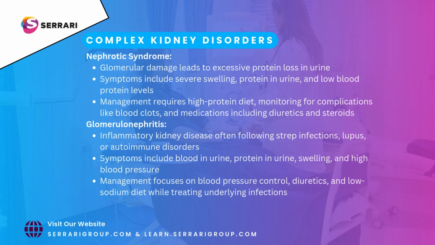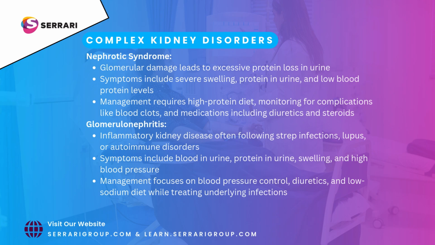Complex kidney disorders. Nephrotic syndrome. Glomerular damage leads to excessive protein loss in urine. Symptoms include severe swelling, protein in urine, and low blood protein levels. Management requires high-protein diet, monitoring for complications like blood clots, and medications including diuretics and steroids.